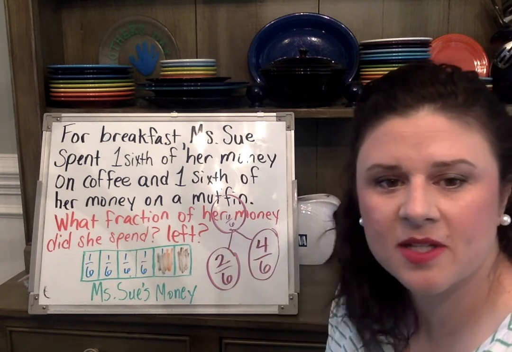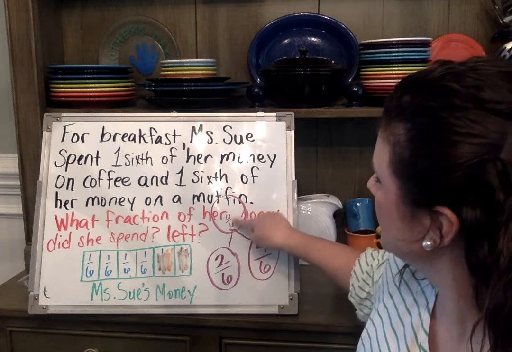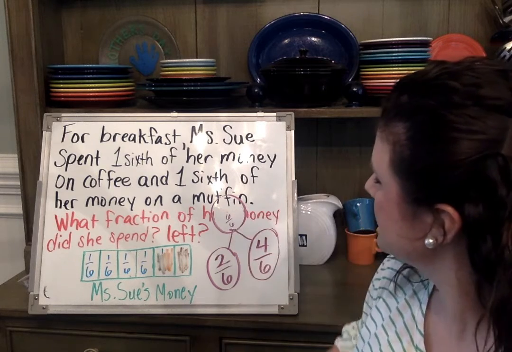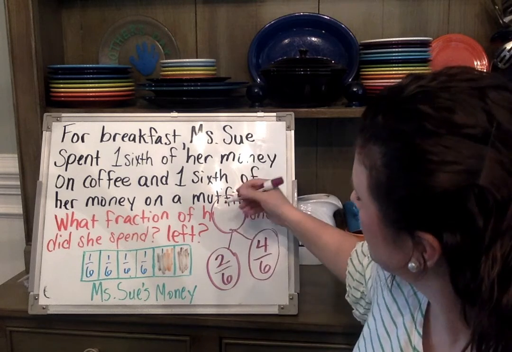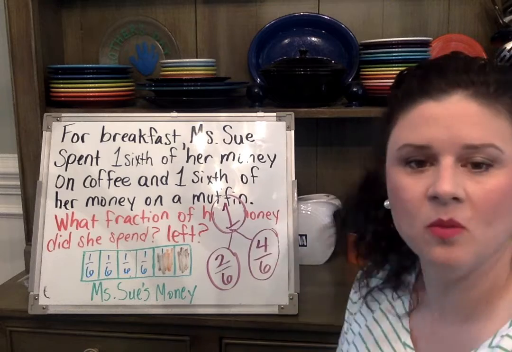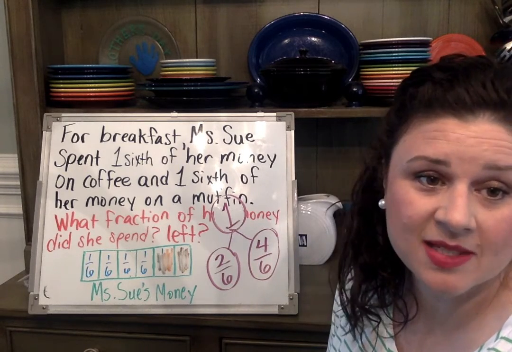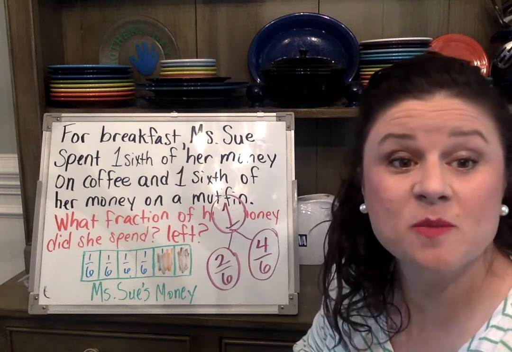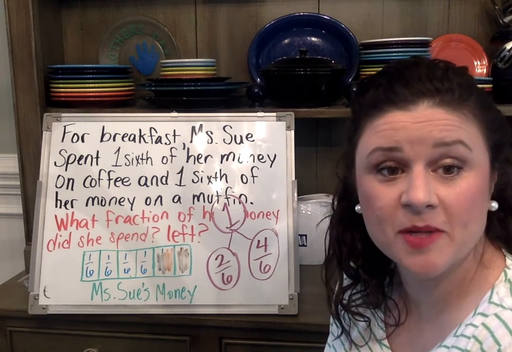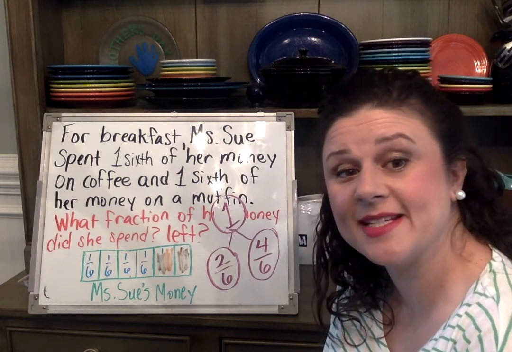Now if I bond together 2/6 and 4/6, I get 6/6. And what did I just say 6/6 was equal to? 6/6 is equal to 1 whole. So 2/6 was spent, 4/6 was left. I don't know how much money she had, but I know what fraction of her money she spent and what fraction she has left to spend.